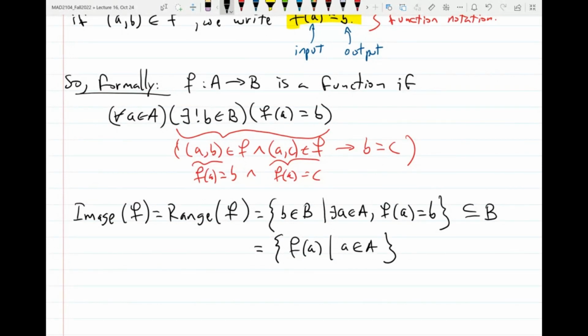I'm going to be using the word image, not the word range. So we are now more sophisticated, so we can use more fancy words. Okay, so that's the image of a function.